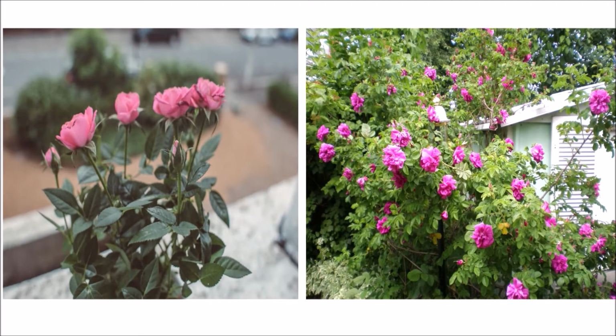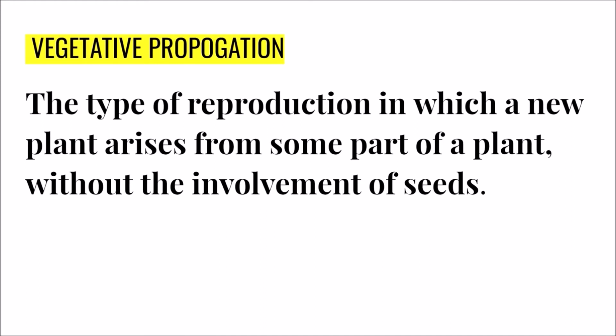Now I tell you a thing. Riya adopted the seed germination method, whereas Ritu adopted vegetative propagation. Do you know what vegetative reproduction is? Are you curious to know about vegetative reproduction? The type of reproduction in which a new plant arises from some part of a plant without the involvement of seed is called vegetative reproduction.